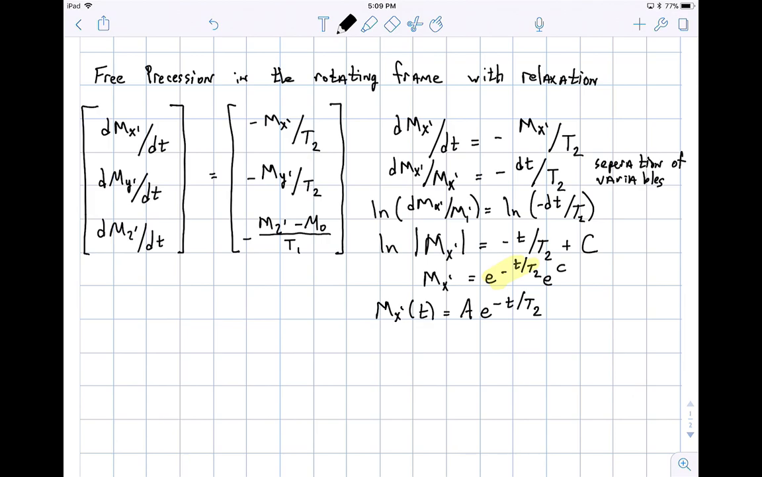I won't work through it, we could, but because you have the same system of equations, you would similarly get a similar answer for the My component. And so we'll just write that as My prime of time is equal to B times e to the minus t over T2. So those two terms there hint at where that transverse magnetization decay comes from.